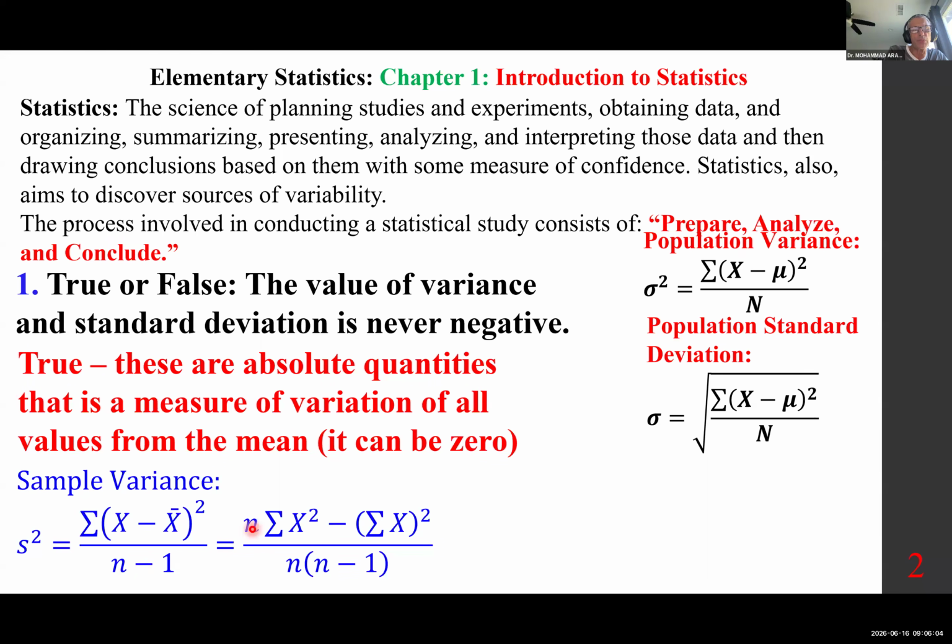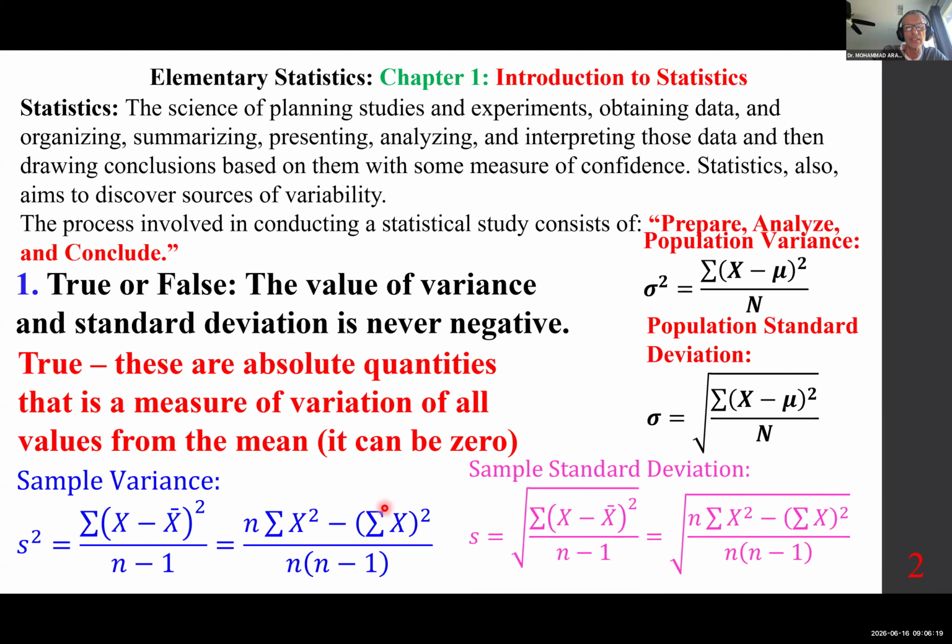Simplified version of that would be n summation of x squared minus summation of x quantity squared over n times n minus 1. And this can be put into a calculator, and the answer for a few pieces of data, you can do it by hand. Otherwise, you can use a calculator. And of course, s is the same thing, take a root. Okay. And obviously, they are non-negative. Can they be zero? Yes.